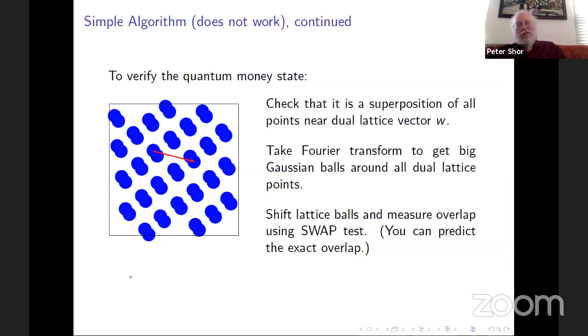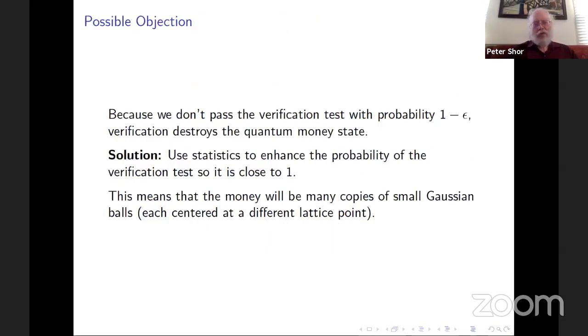So one thing you can do is check that all the points in the superposition are near this dual lattice vector, and that's good. And now you can do something like take the Fourier transform, shift the lattice balls, and measure the overlap, and you hope that is something you cannot counterfeit. There is one possible objection to these verification tests. If we do something like the swap test, the money will not pass the verification test with probability 1, which means that verification destroys the quantum money state.